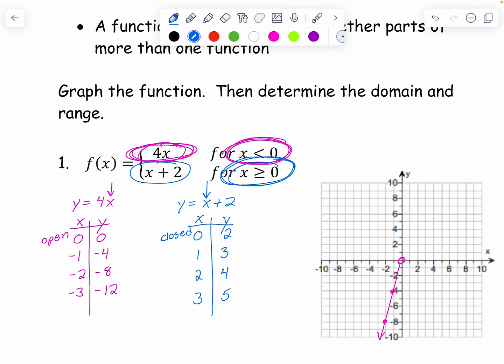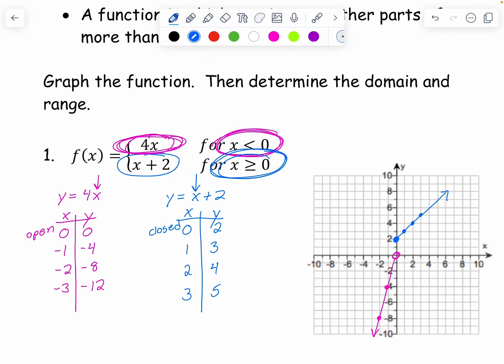Now we said that first one has to be a closed, solid circle. So at 0, 2, we have a closed circle, not open like the pink one, closed circle. And then everything else is normal points. So the next normal point is at 1, 3. Then I have a normal point at 2, 4. And then I have a normal point at 3, 5. So then from that closed circle, I go through the other points and then put my arrow on my line. So this is my piecewise function graphed. Notice that there are two pieces of lines on one graph.